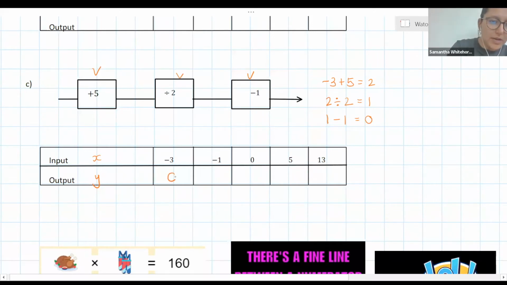So we need to do the same thing with all of these other inputs here in order to get our output. I'm going to give everyone a second, a chance to give it a try. I do already see quite a few hands, but let's give everyone a chance, and then I'm going to ask for some answers. So add 5, divide by 2, and minus 1. All right, Carly, would you like to give us the next one?